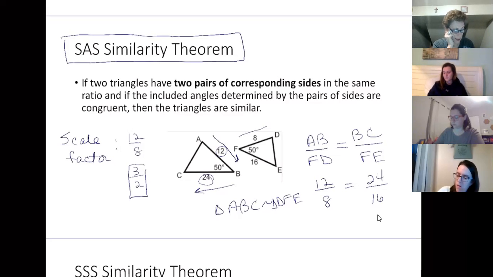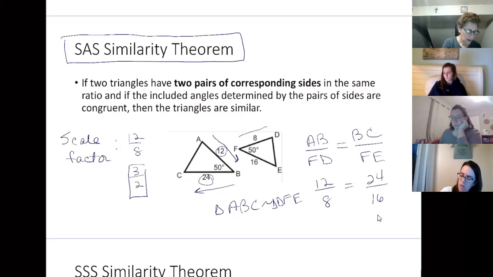So we can say that by similarity, or by SAS similarity, I can state that those two triangles are similar. I could tell you the sides that are in proportion, and I can also tell you the angles that will be equivalent or equal, and I can tell you the scale factor.